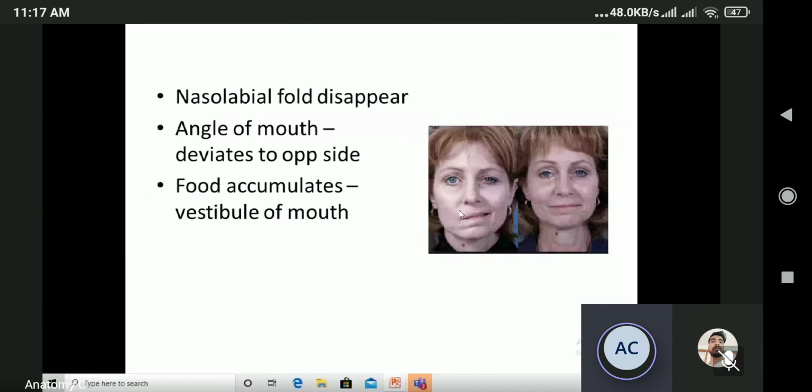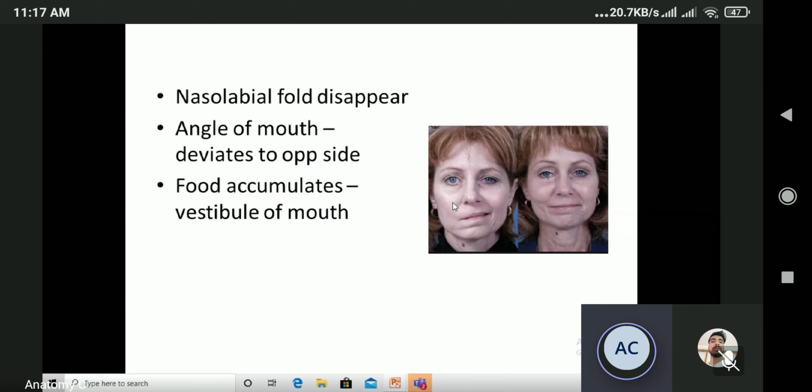So here you can see the nasolabial fold also disappears, and when you ask the patient to clench the teeth, to smile or show the teeth, what happens? The angle of the mouth usually deviates towards the opposite side. Okay, the angle of the mouth deviates towards the opposite side. So there is failure to supply the buccinator muscle here. The buccinator muscle lies here, so the patient won't be able to whistle, and whenever the patient tries to whistle, the air escapes out of this angle of the mouth. Then food also gets accumulated in the vestibule of the mouth. So these are the different signs and symptoms of facial nerve palsy.